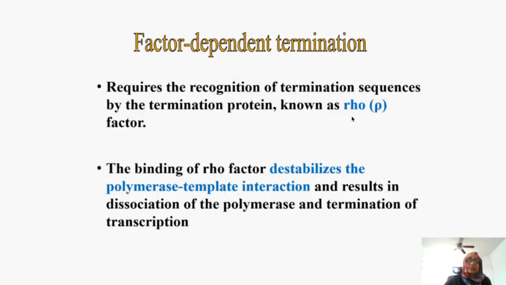The second one requires a protein factor called Rho factor. So when Rho factor binds, the polymerase cannot bind to the DNA and it will dissociate, and the factor will destabilize the polymerase template interaction. So there should be an interaction between the polymerase and the DNA template, and this factor will destabilize it and prevent the binding, so the polymerase cannot read anymore through the DNA and it will stop the transcription.